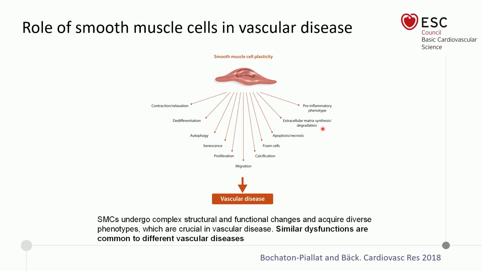We know that calcification and fibroblast-like cells are common to atherosclerosis. We know that contraction and relaxation changes, some degree of dedifferentiation of vascular smooth muscle cells, and senescence are common to hypertension, and also that proliferation and migration are the main events producing intima thickening, which is one of the earliest common features of common vascular disease.